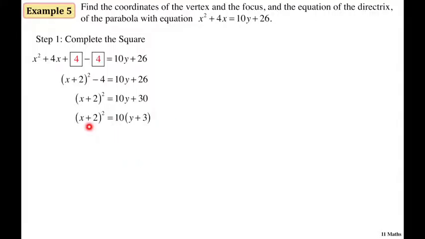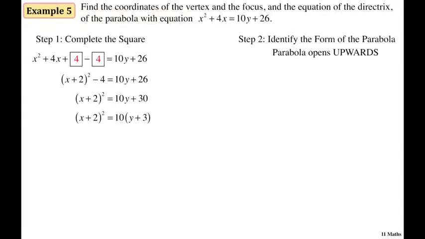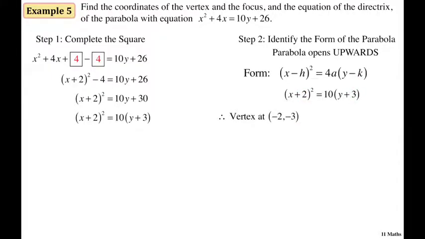The vertex is at -2, -3. So you don't actually have to write this bit the way I'm writing it, but we know the parabola opens upwards. There's my formula for any parabola that opens upwards. This is the answer that I got over here. So what's the value of h? H is -2, k is -3, so the vertex is at -2, -3.